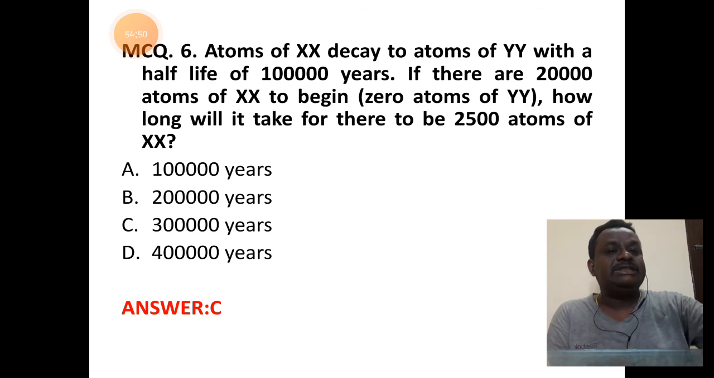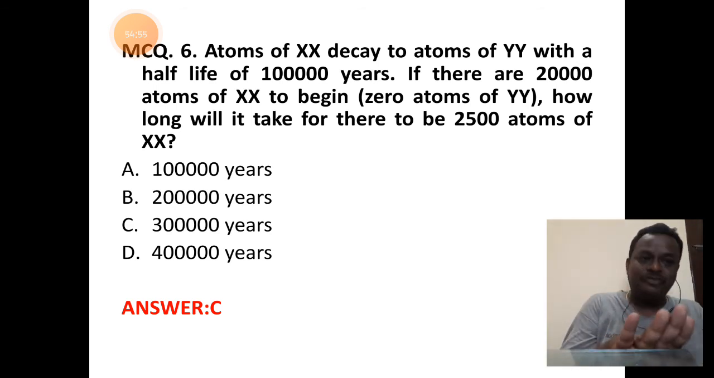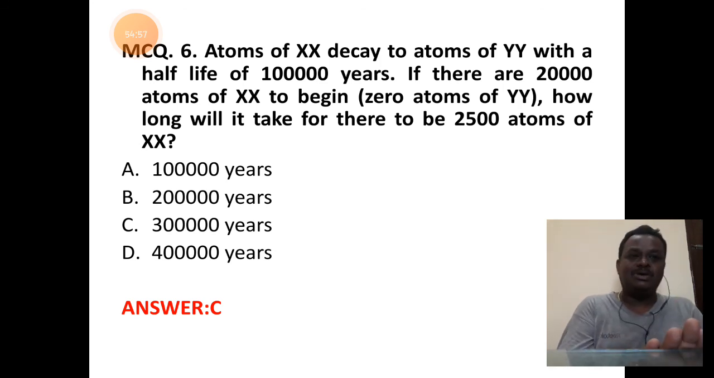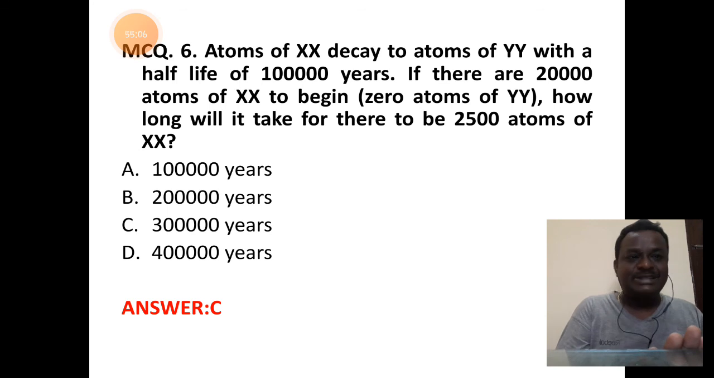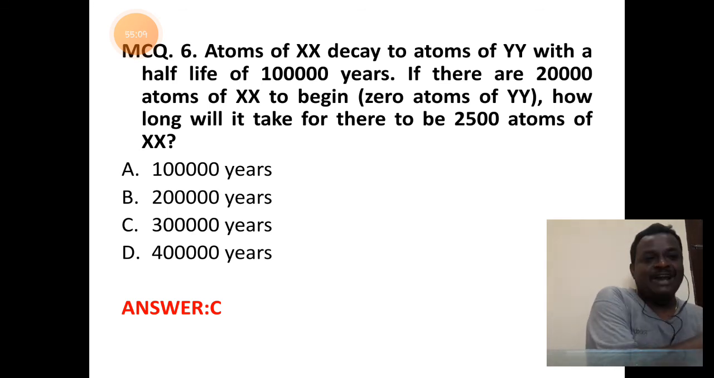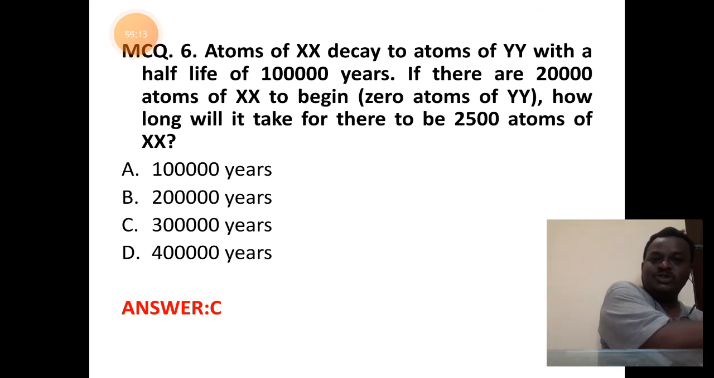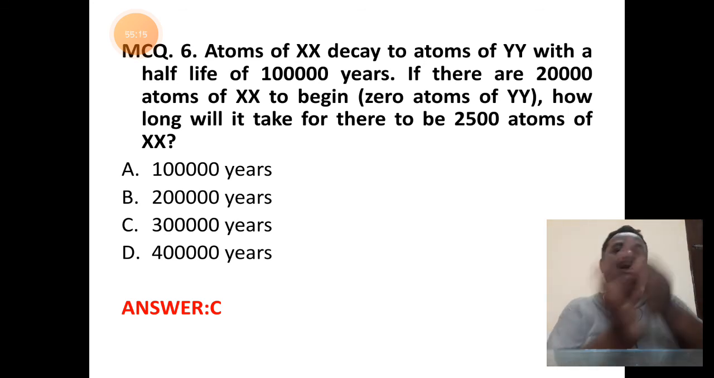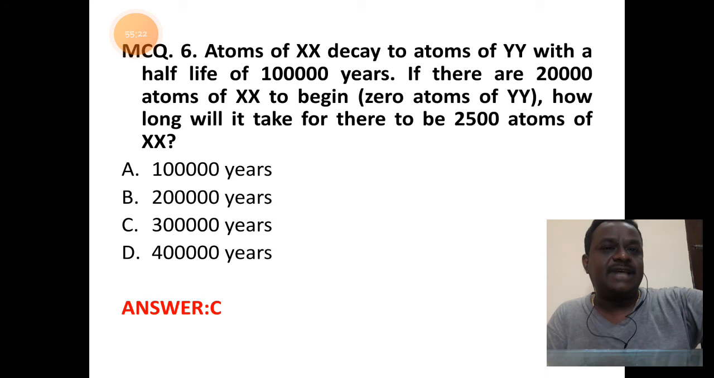Answer is C. I repeat again students, 20,000 will be reduced by 50%, that is 10,000. That 10,000 is now considered as the initial value. So in the next half-life period, 10,000 will reduce to 5,000. Now that 5,000 again will reduce by 50%, that is 2,500. So at 3 times the half-life period, it will be reduced to 2,500 atoms. So it is 3 lakh years.